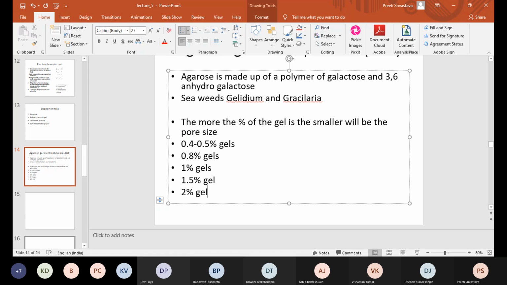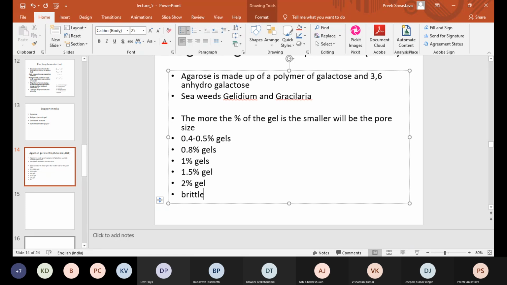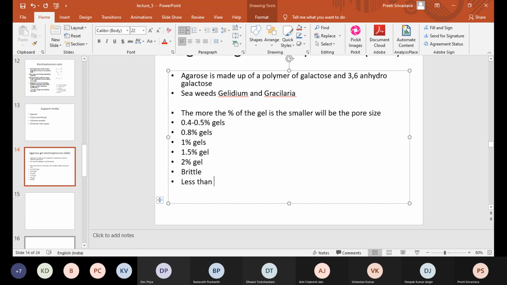Why no more? Because when we have more than 2% of the gel, then the gel almost becomes brittle. That means it will be too solid and the pores will be too small, so the separation will become impossible. So we cannot use beyond 2%. Likewise, we cannot use less than, for example, 0.4 or 0.5%, because then the gel will be too soft and too fragile, so fragile that it will be difficult to handle.